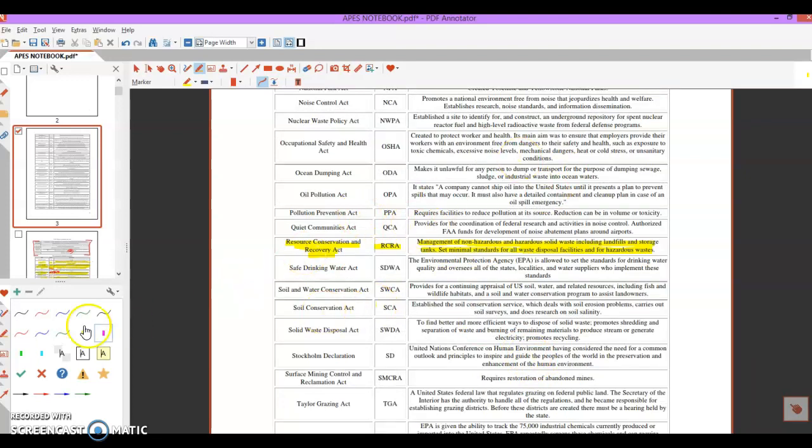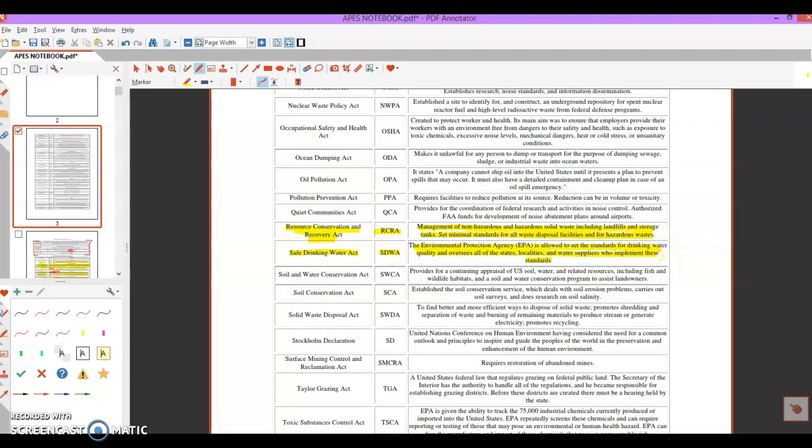The next one is the Safe Drinking Water Act. So this one is what's going to protect our drinking water. So the Environmental Protection Agency, or the EPA, has a set of standards for drinking water. Okay, so you have to have a certain number of chemicals in the water that are going to keep the water safe to drink. You can't have E. coli or other types of things that are going to cause disease. And the EPA is what sets those limits. All right, our last one. Actually, that was our last one.